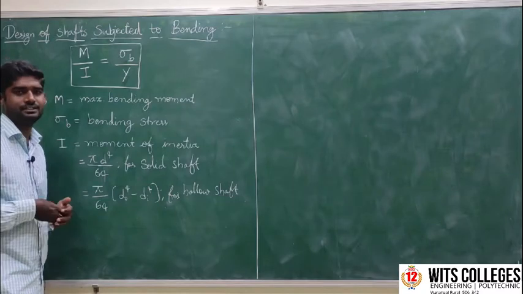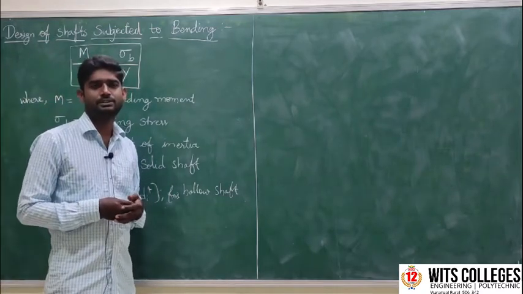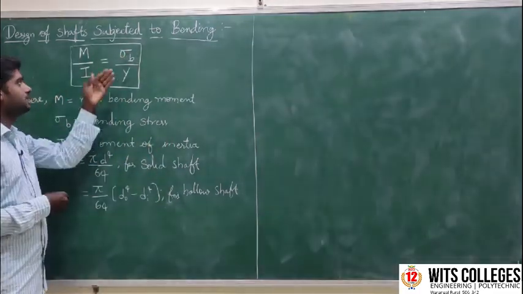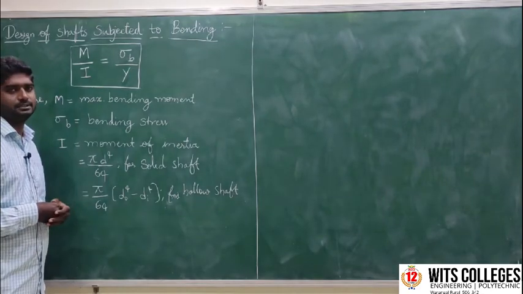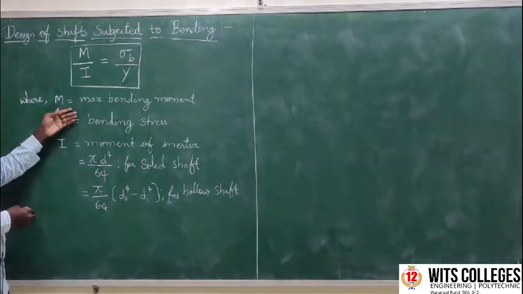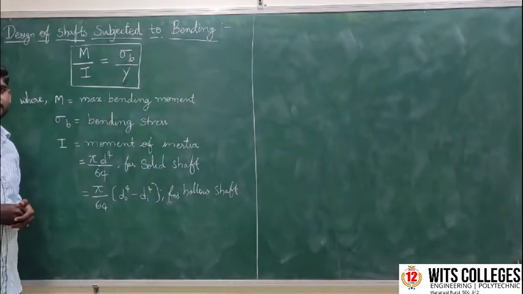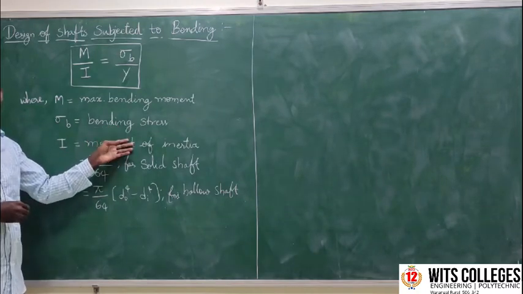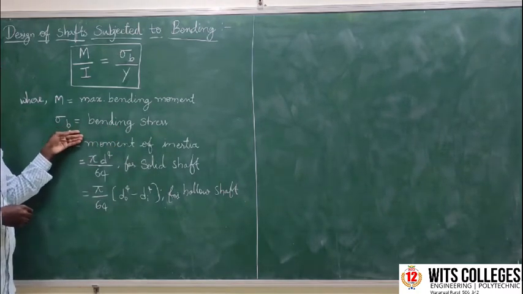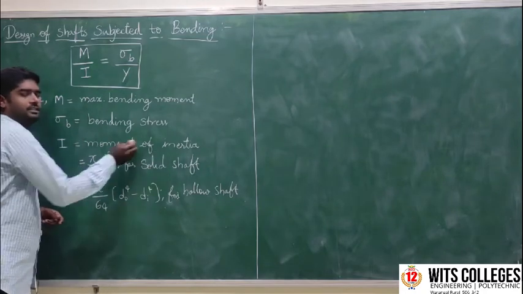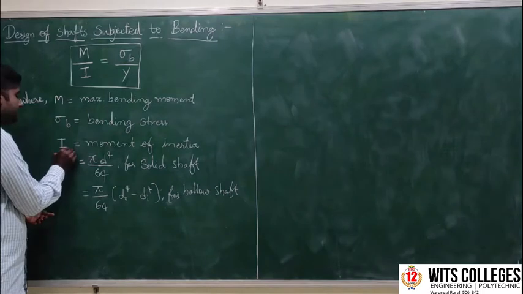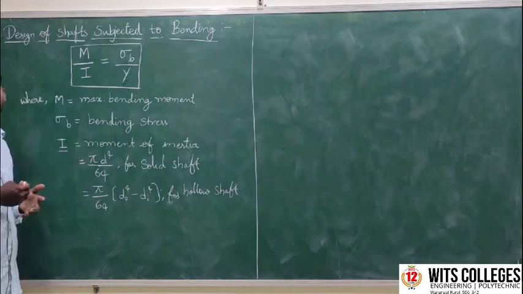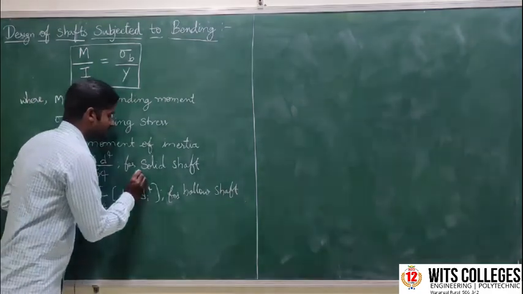In the earlier class on the torsion equation we used shear stress, but in this bending equation we use bending stress sigma B. In this equation, M is the maximum bending moment, and sigma B is the bending stress, always denoted by sigma B. Next, the moment of inertia is denoted by I. This moment of inertia depends upon the type of shaft.